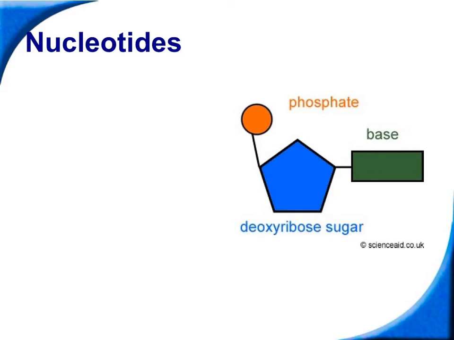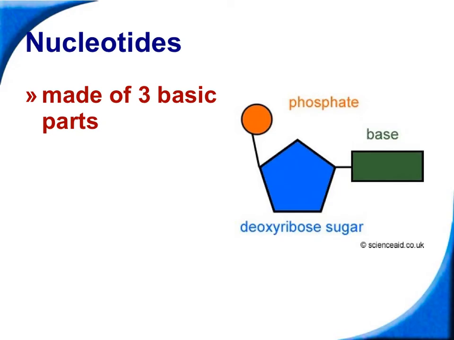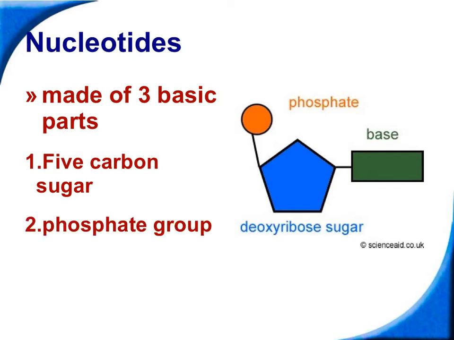And you can see in the picture, a very simple picture. One is going to be a 5-carbon sugar. In this case for DNA, it's a deoxyribose sugar, and that's the blue. The next is a phosphate group, which we have stuck off here and symbolized by the orange circle. And the third is a nitrogenous base. And that's the part that we're going to talk about next.